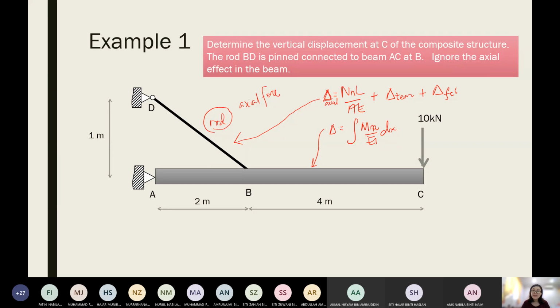So we will use this delta equation to determine deflection for any axial force type of structure, like for example truss, including this rod, cable or struts. So you need to use these deflection equations. And for bending moment type of structure like beams and frames, you are going to use this. Now my question to you is, if I have such a composite structure where I combine this rod and also the beam, what is the modification to these equations?